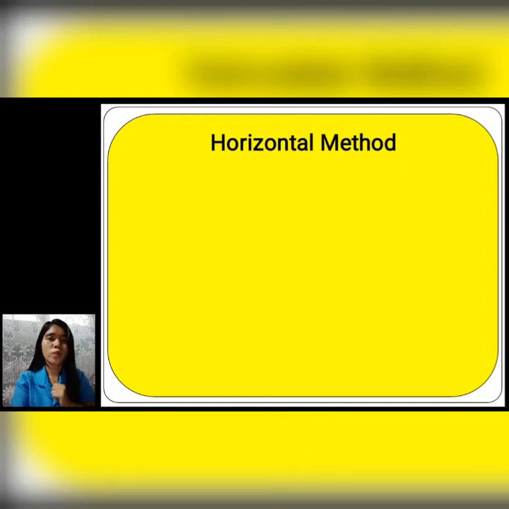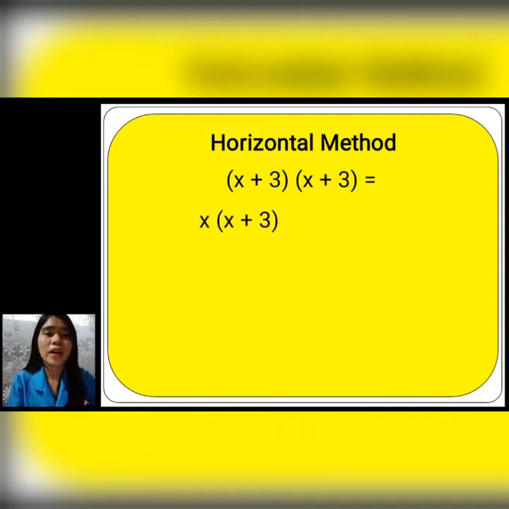Next, how about when we use the horizontal method? So, we have here again x plus 3 multiplied to x plus 3. Okay, so we will just distribute the first equation or first factor x plus 3. So first, we will get the x, then multiply it to x plus 3. Then, on the other, we will add the 3, which is from the first factor. Then, just copy the second factor, which is x plus 3.